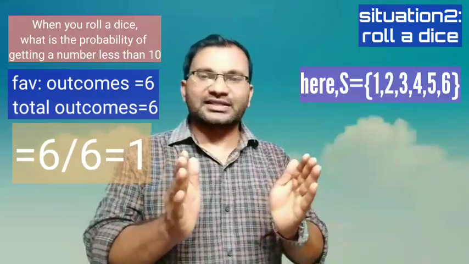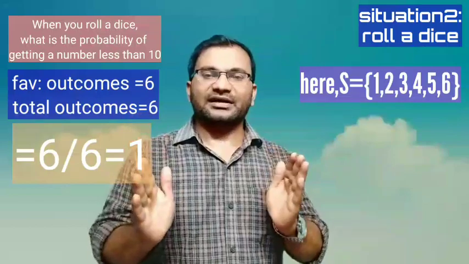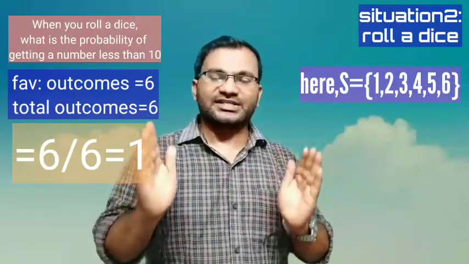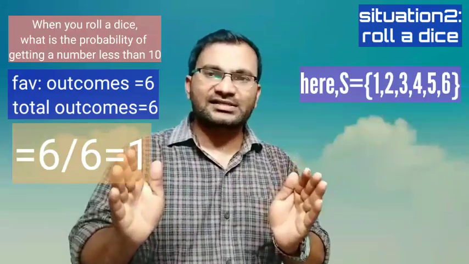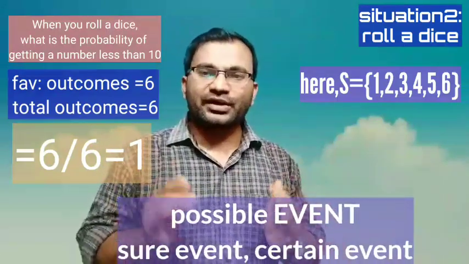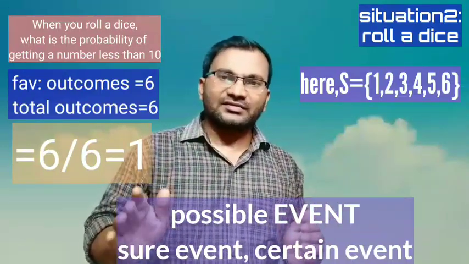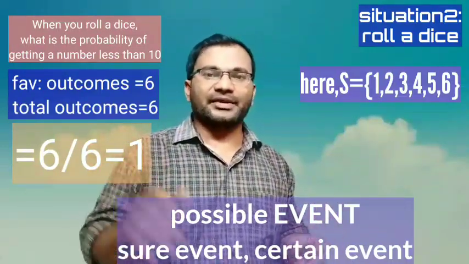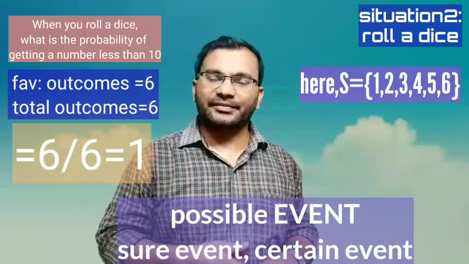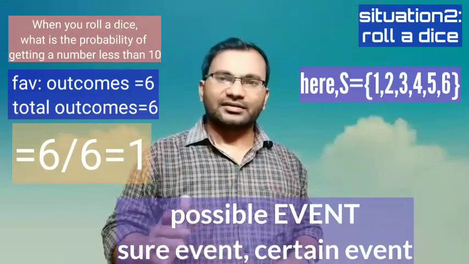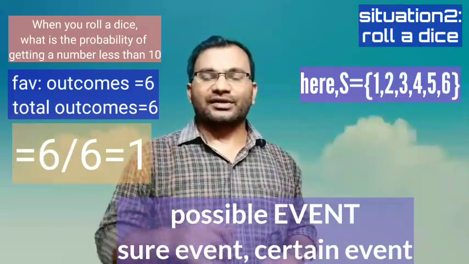So, here we get the chance, full chance. That means 100%, 6 by 6. In this case, we can say this is called a sure event. A sure event is known as it will certainly happen. It will certainly happen. It will surely happen. So, it is called a sure event.